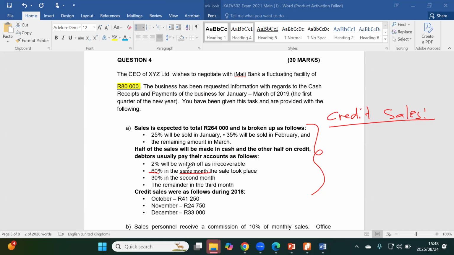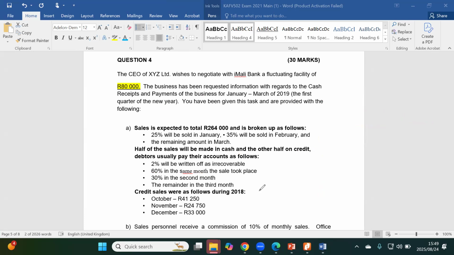Then the other 30% in the second month, meaning it will be collected in February. Does it make sense? And then the third one will be collected in March. Are we together? Yes, that's critical. But anyway, it will be ideal if I do it practically as we do the question.